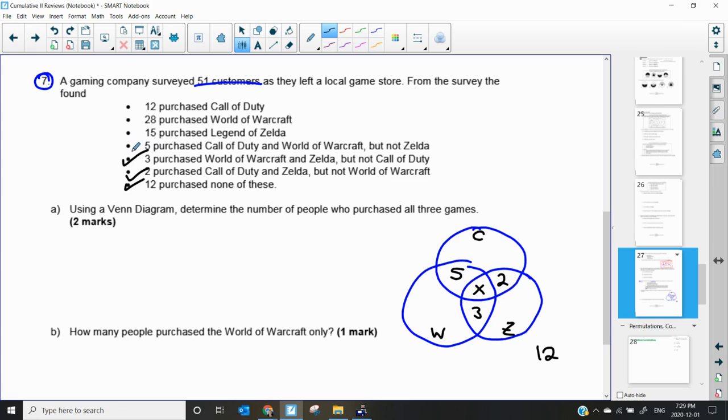Now, 15 people purchased The Legend of Zelda. So that means 15 take away these three elements here. 15 take away 3 take away 2 would be 10, so 10 minus x. And then for Call of Duty, 12 people purchased. So 12 minus 7 would be 5, and then minus x, so 5 minus x. And then the last one, 28 people purchased World of Warcraft. So 28 minus 8 would be 20. We'd have 20 minus x.